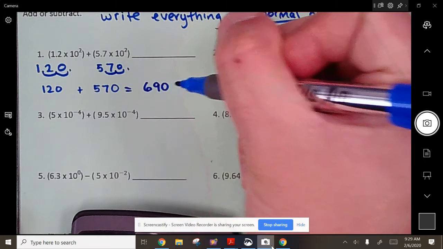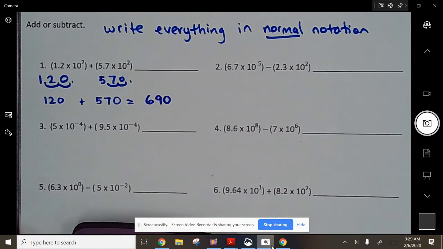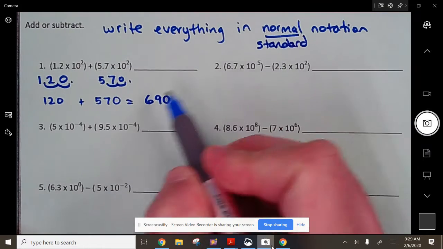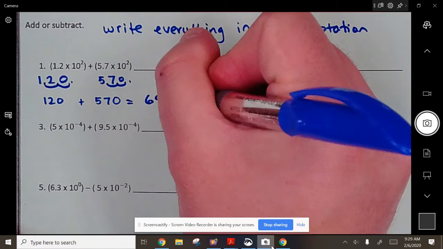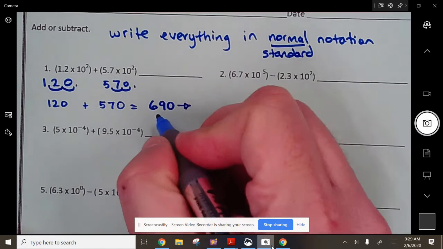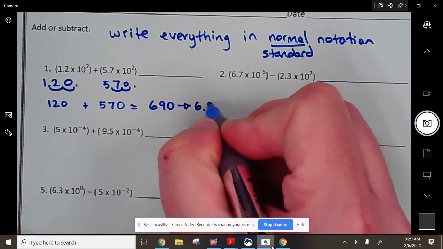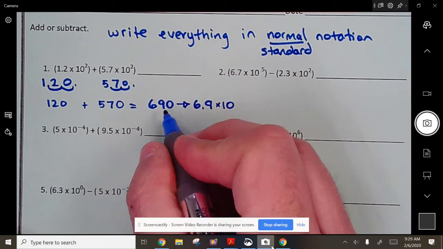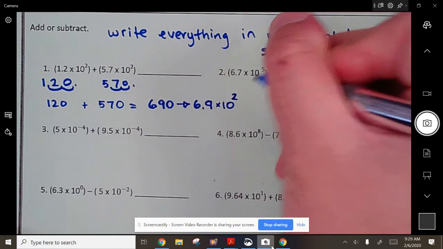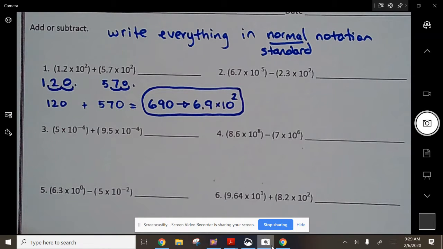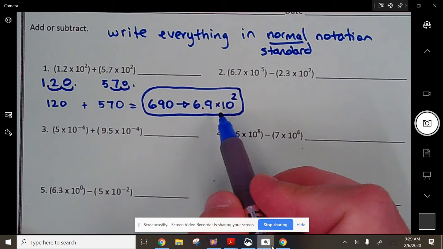Now, when eventually you do play a Jeopardy battle, it's going to ask you if it's going to be put in standard notation, which this would be, or you may have to put this back into scientific notation, which means your decimal goes right after the first number, 6.9, times 10 to the 1, 2, 2. So both of these are the answer, but you need to realize which one it's asking for. Does it need it in scientific notation or does it need it in standard notation?